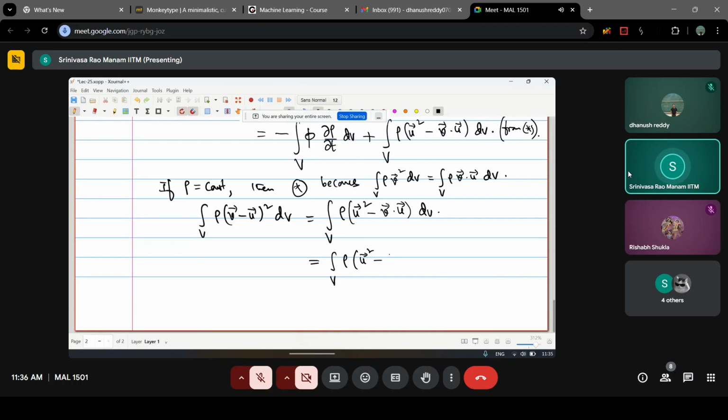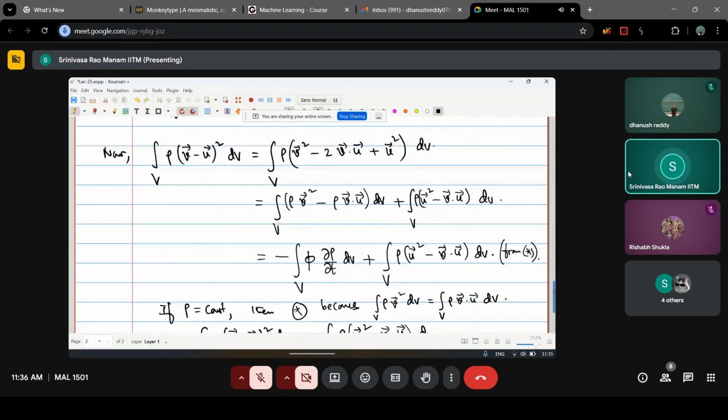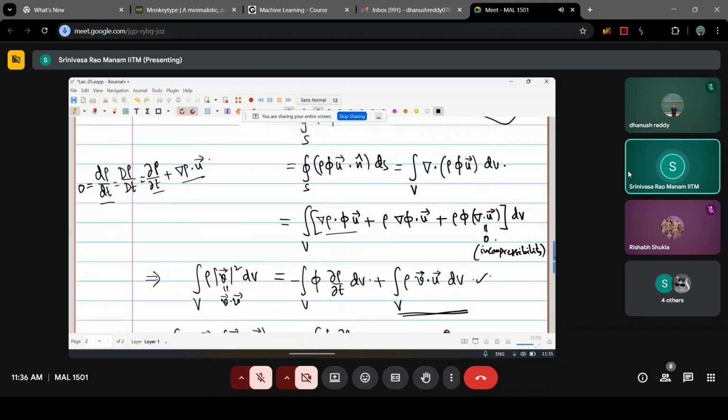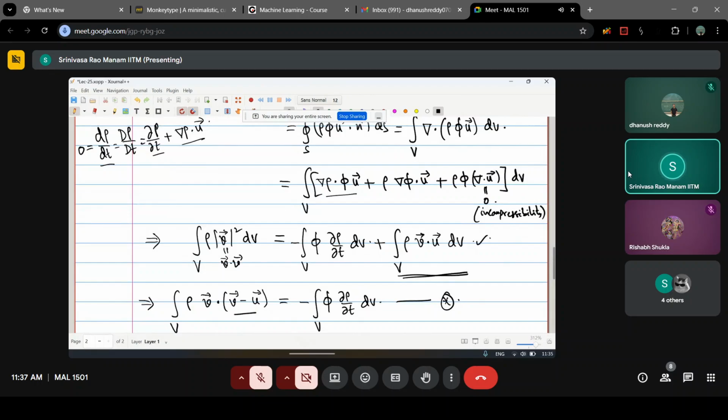So if you replace it, this is going to be V bar square dV. I think it's only for homogeneous fluid that this is true. So now put this. Now what do you do? You already have, if rho is constant, then what is it that you have? So if you call this, this becomes what? This is 0.